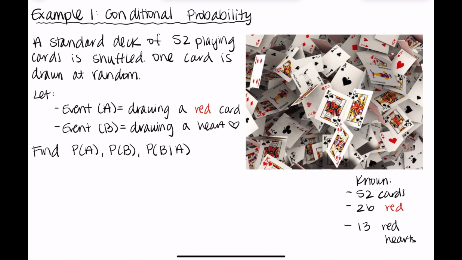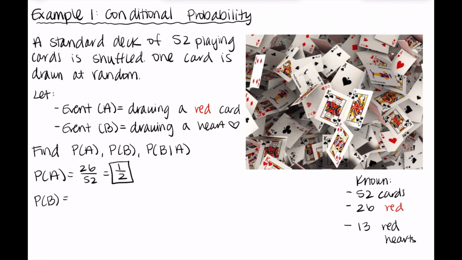And now we're going to start looking at what we wanted to find. So finding the probability of A would be the probability of drawing a red card. And we know that there are 26 red cards out of a total of 52 cards in the deck. So it would be 26 over 52, which when we simplify gives us 1/2.